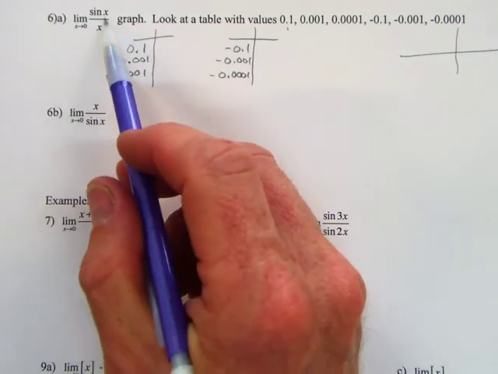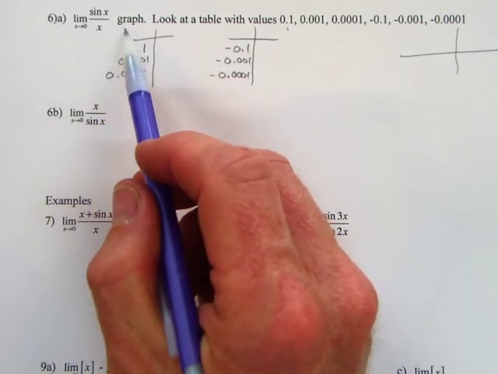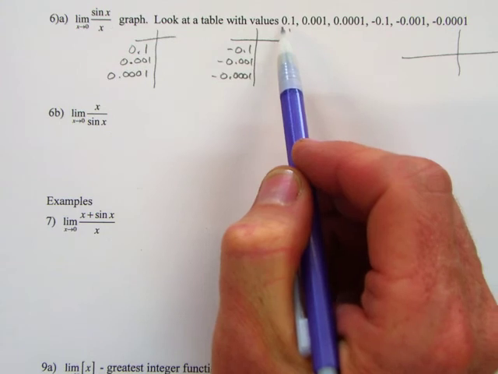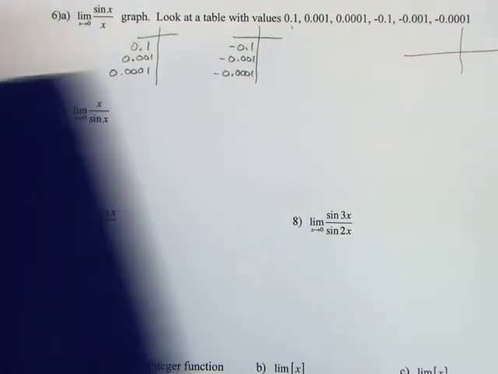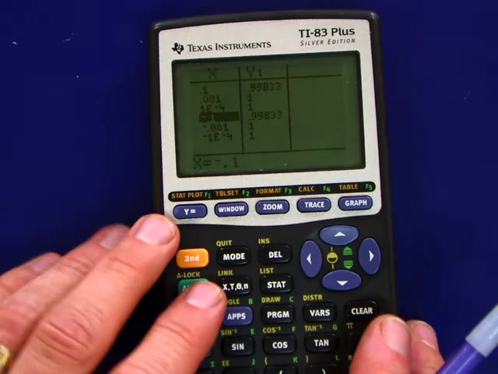Limit as x goes to 0 of sine x over x. What I want to do is graph it, and I want to look at a table with values 0.1, etc. So I set up a table there. Let's take out the graphing calculator.